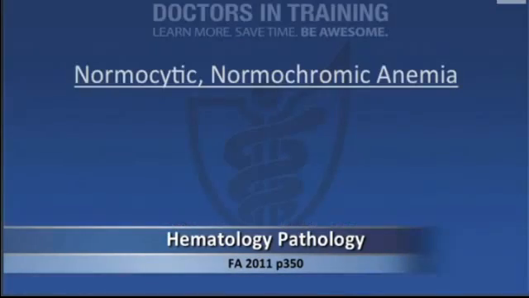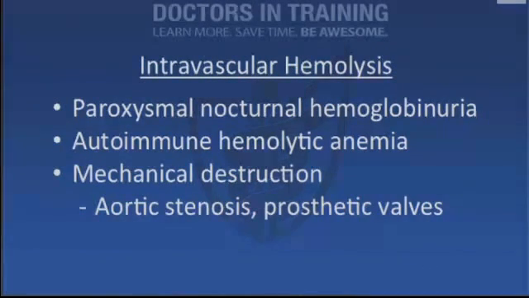So a lot of your cancer drugs are going to cause myelosuppression because they're inhibiting rapidly growing cells, which is why a lot of cancer patients, while they're on cancer drugs, need to be put on something like erythropoietin, right? Okay, moving on, normocytic normochromic anemia. Intravascular hemolysis. So what causes intravascular hemolysis to cause a normocytic normochromic anemia?